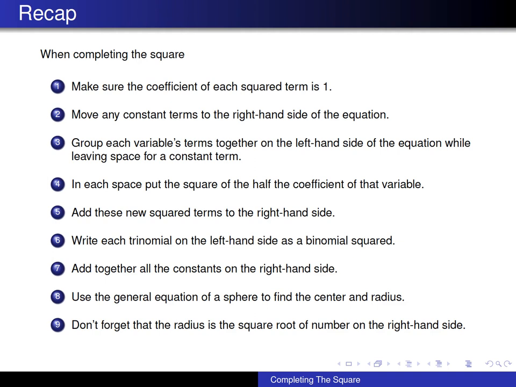Make sure you also add those to the right-hand side at step 5. And step 6 says you've got some trinomials now that you can write as binomial squared. Do that. And add together all the constants on the right-hand side, get a nice, neat right-hand side, and then use the general equation to find the radius and the center. And number 9, just a warning, because this is a mistake a lot of students make: after all of that hard work, they write down whatever is on the right-hand side as the radius and forget to take its square root. So make sure you do that.